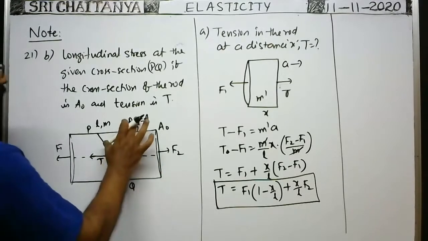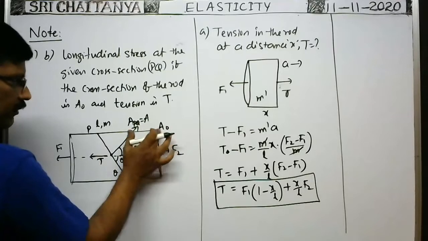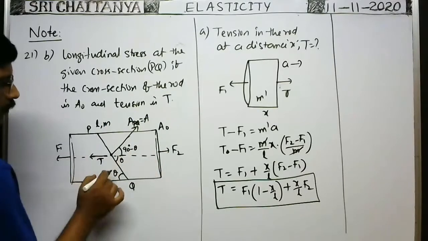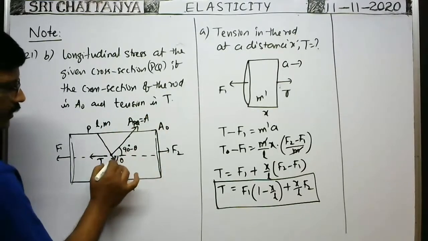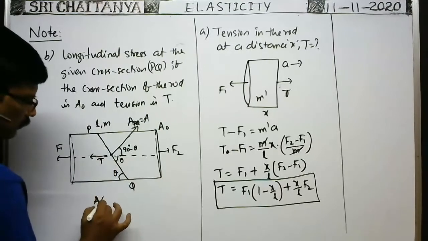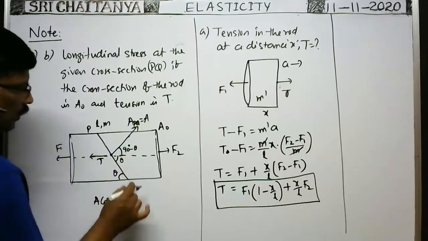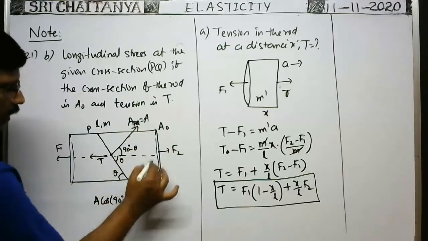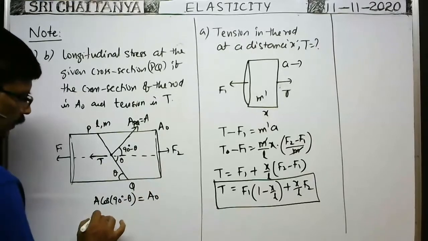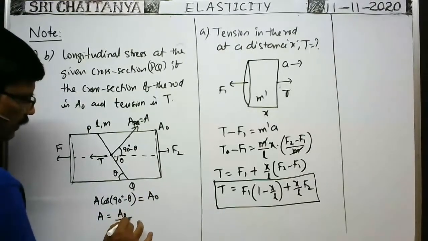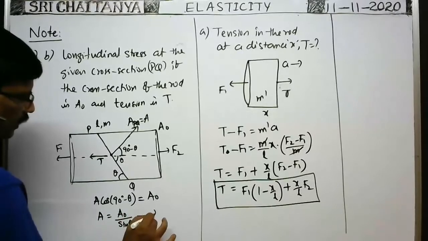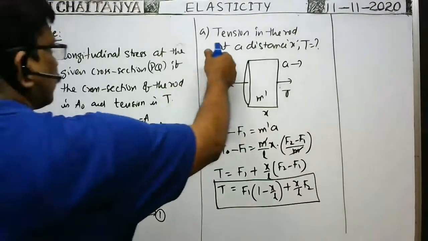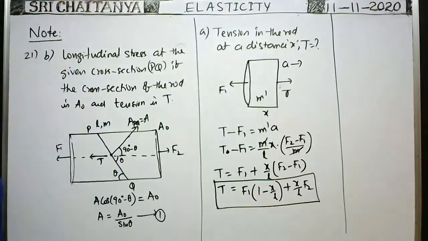Now the area of cross section A is not given. So what is the component of this area of cross section along the length of the rod? If it is A in this direction, the component in this direction is equal to A cos(90 minus theta). That is equal to A naught, which is given. So from this, A is equal to A naught by sin theta. This is equation 1. Therefore, the area of cross section of PQ is known.